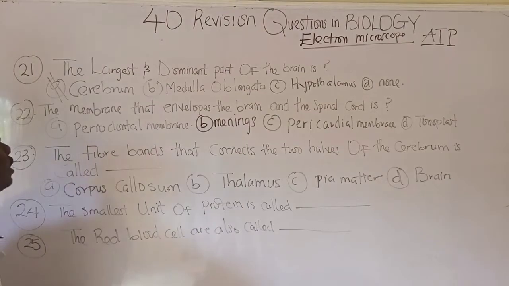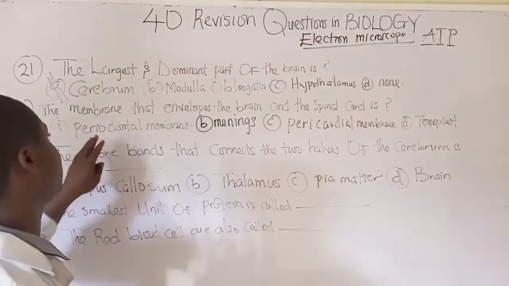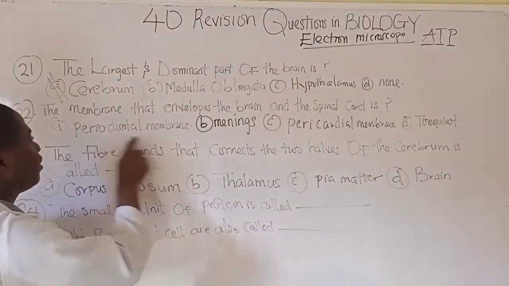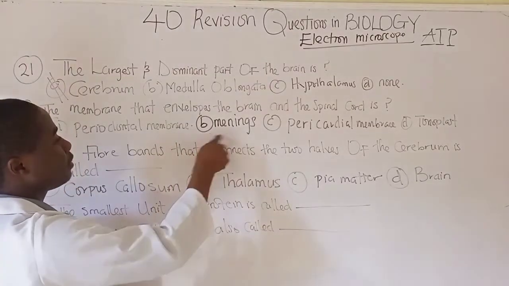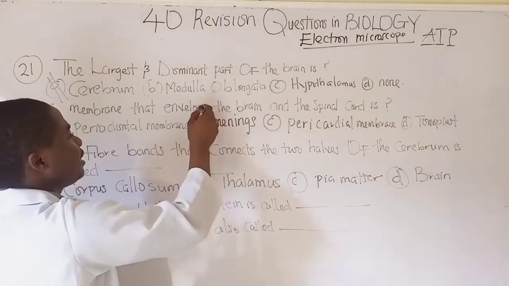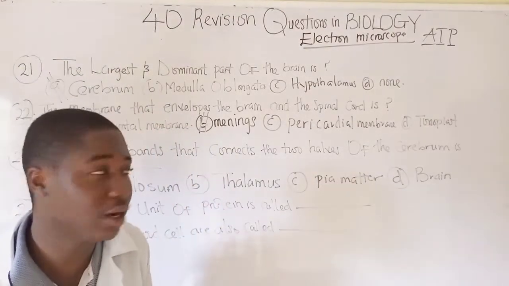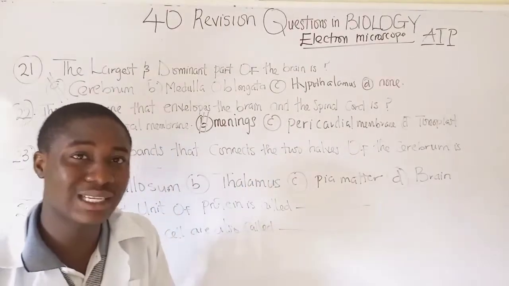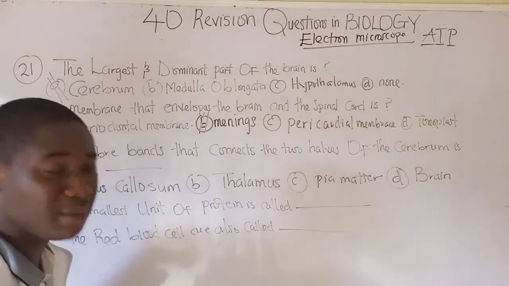Question 22 says the membrane that envelopes the brain and the spinal cord is the periodontal membrane. It is not the periodontal membrane. This is the membrane that covers the tooth. So it's basically called the meninges. The answer is the meninges. It's not the pericardial membrane. Pericardial membrane is the membrane of the heart, and it's not the tonoplast. The tonoplast is the membrane of a plant cell vacuole. So the answer goes to option B, which is called meninges.